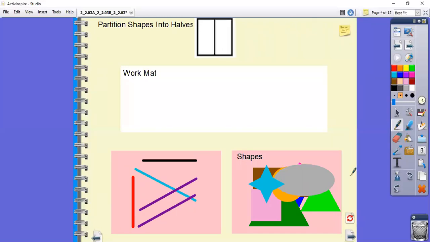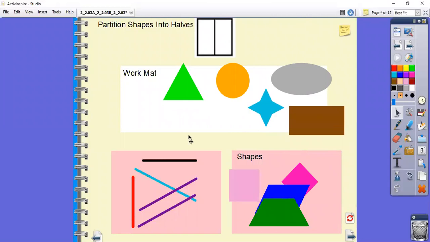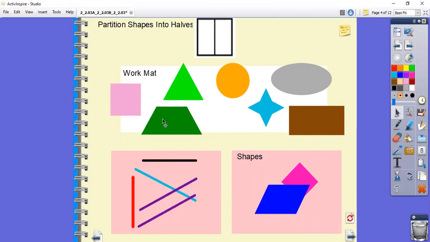So we're going to take some of these shapes right here, and we're going to practice cutting them in half. So what I'm going to do is just spread these little shapes out first. And my apologies, you can probably hear my boys playing in the background and not even in the same room as me, but they're still loud.